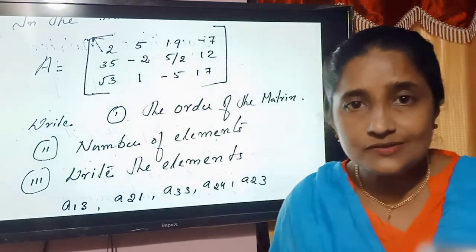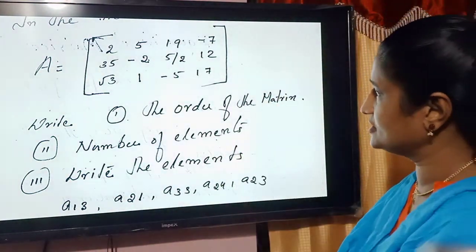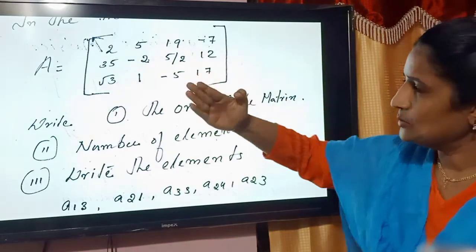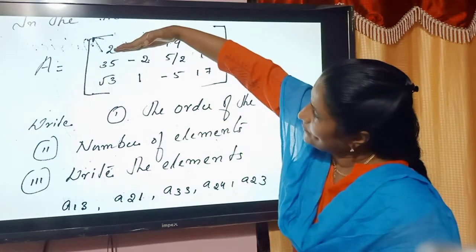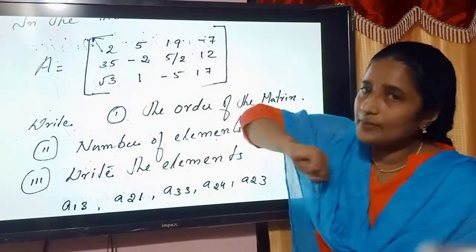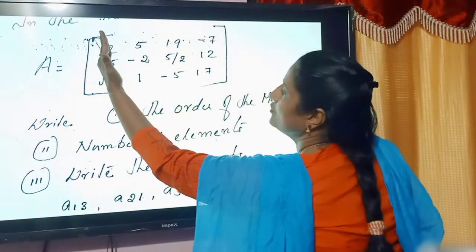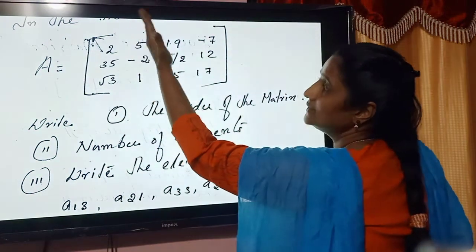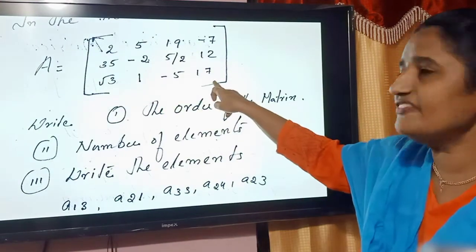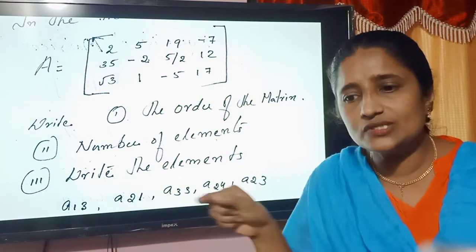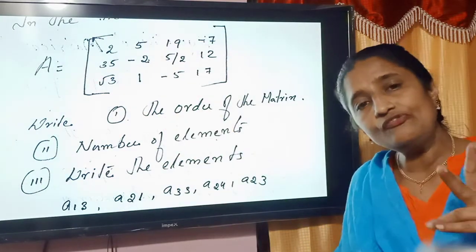I think you completed this question, you have written this question, no? Okay, I am going to explain. First, now see, how many rows are here? First row, second row, third row. How many rows are here? 3 rows. How many columns are here? First column, second column, third column and fourth column. That means this given matrix has 3 rows and 4 columns. Did you clear?